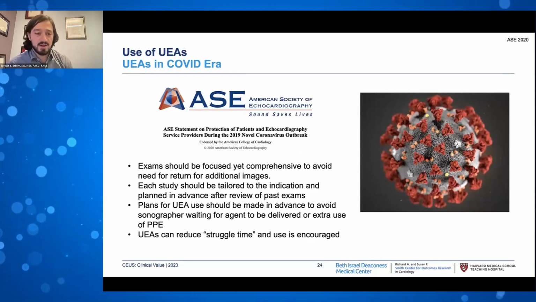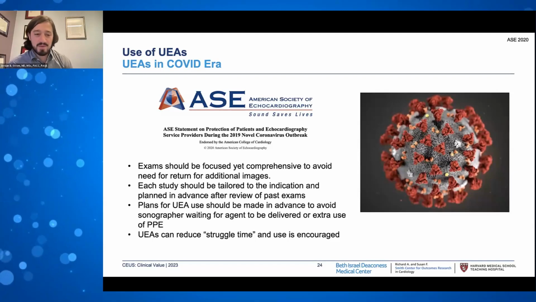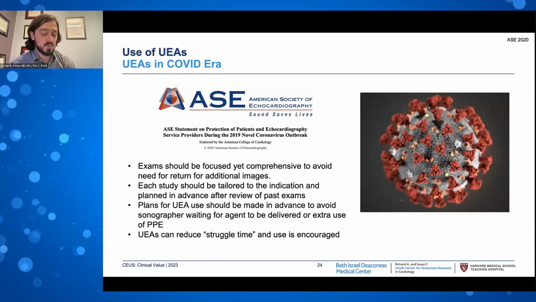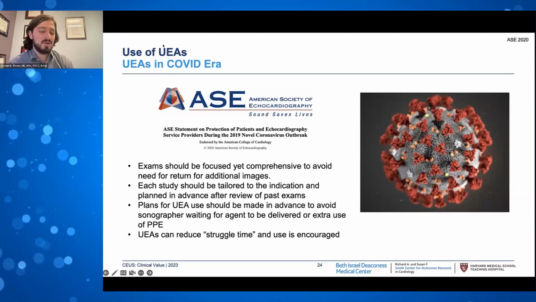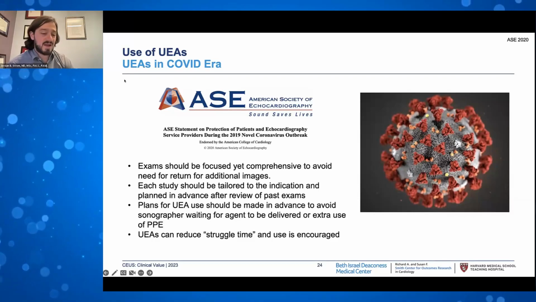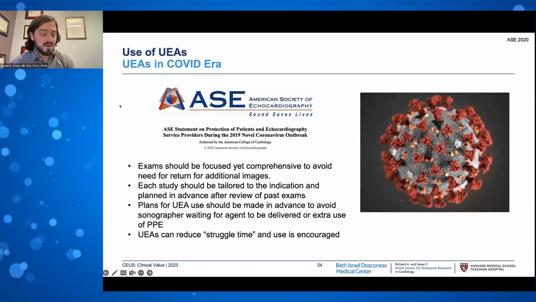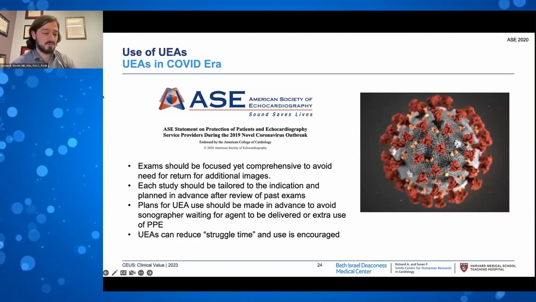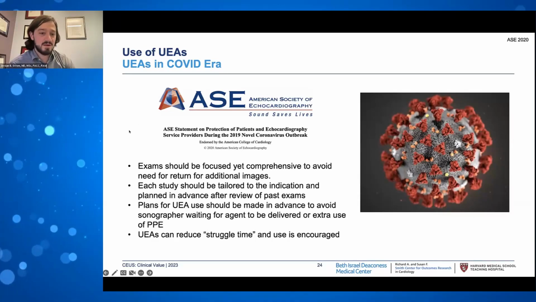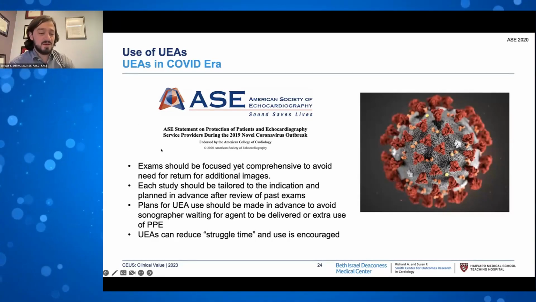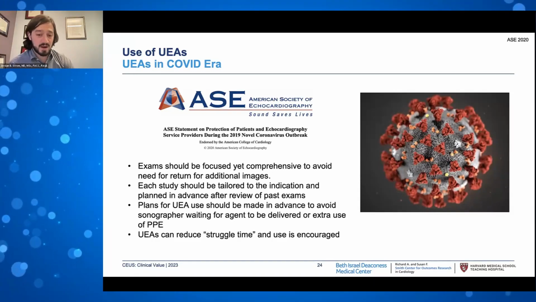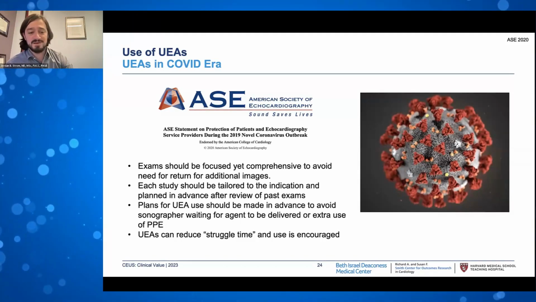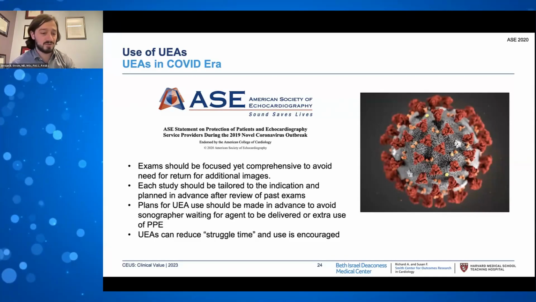Now, fast forward a little bit to COVID, and I don't want to bring up bad memories for anybody here, but this was a very uncertain time in the very beginning of the pandemic, and it was unclear how we could best protect ourselves against this disease and protect our staff as well as our patients against this disease. And the ASE as well as ICUS came out with statements about the use of contrast in this regard. ASE issued a statement very early on in the COVID pandemic, stating that exams should be focused yet comprehensive to avoid the need for return for additional images, and that each study should be tailored to the indication planned in advance after review of the prior exams for those patients.